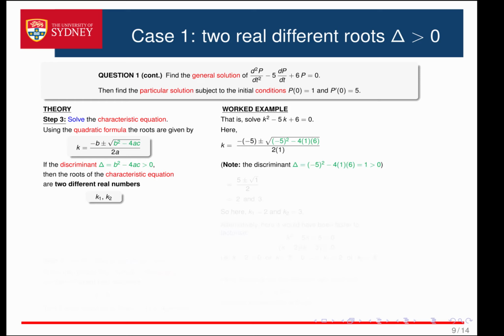For our example, the discriminant is negative 5 all squared minus 4 times 1 times 6, which is 25 minus 24, which is positive 1. Again, we note that because the discriminant is positive, then there are two real different values for k. Thus, the solutions for k are 5 plus or minus the square root of 1 all over 2. The two solutions are then 5 plus 1, which is 6, divided by 2 gives 3, and 5 minus 1, which is 4, divided by 2 gives 2. Here we choose k1 to be 2 and k2 to be 3.